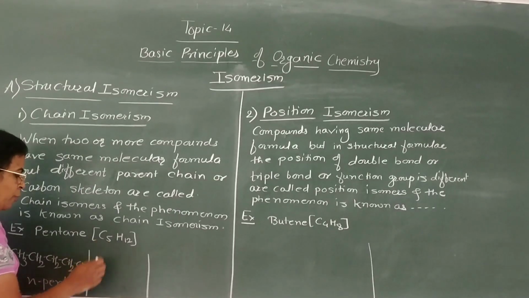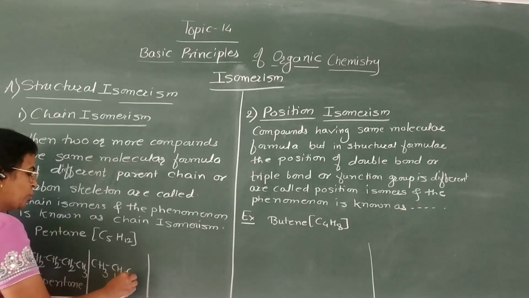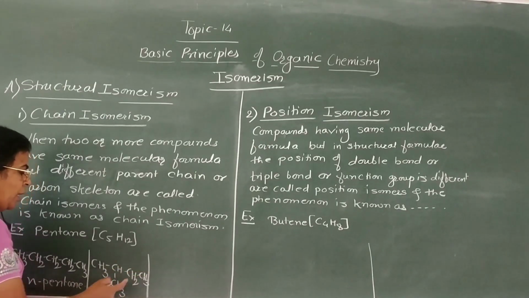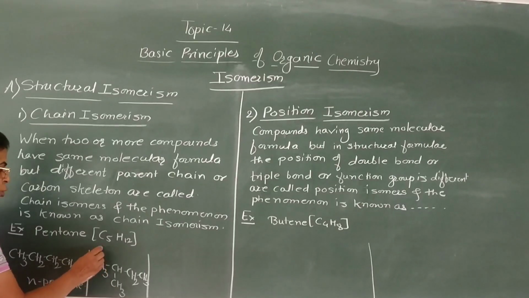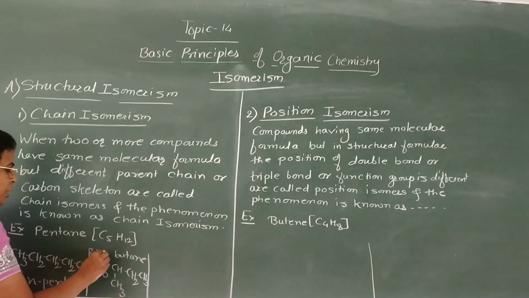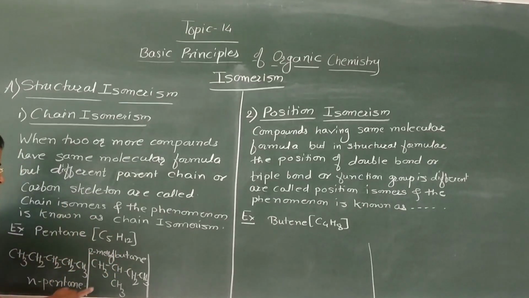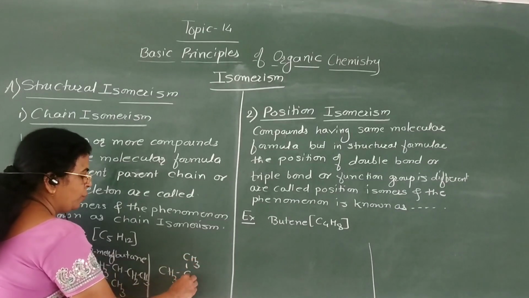Now the second isomer of this pentane is CH3, CH, CH3, CH2, CH3. In this case, 4 carbon atoms are in a straight chain and 1 carbon atom or 1 methyl group forms a branching. Now here the parent chain is butane, parent alkane is butane, and at 2 position there is a methyl group, therefore it is 2-methylbutane, or the common name of this compound is isopentane. And the third isomer, in which 1 carbon atom is bonded to 4 methyl groups.